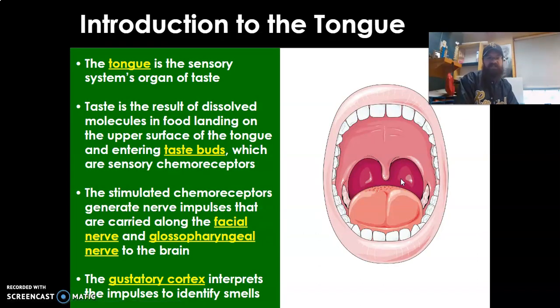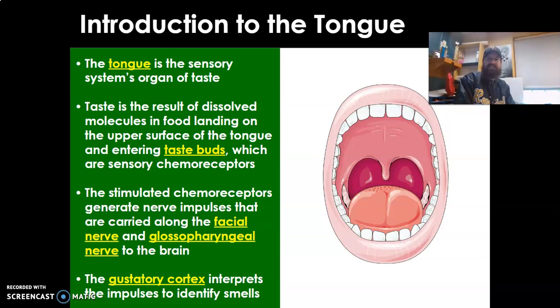The tongue is the sensory system's organ of taste. And the way that we taste things are dissolved molecules of food, oftentimes broken down and mixed with saliva inside our mouth. These dissolved molecules land on the upper surface of the tongue and go down into our taste buds, which are the sensory chemoreceptors of the sense of taste.